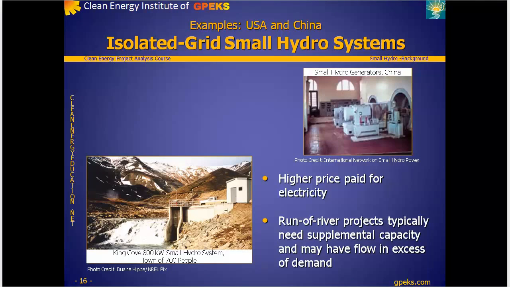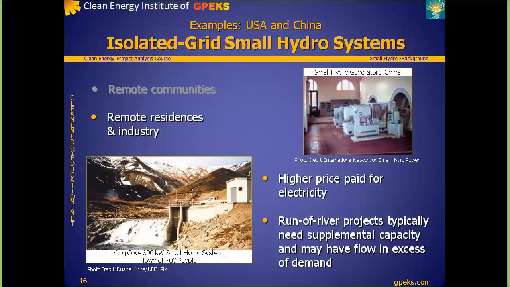Small hydro systems are also used in areas where the central grid is not present. These include remote communities or clusters of remote communities that operate an isolated grid, as well as remote industries such as mines and forestry operations. Off-grid residences, though typically not on an isolated grid, can also meet their electrical needs through very small-scale hydro projects.